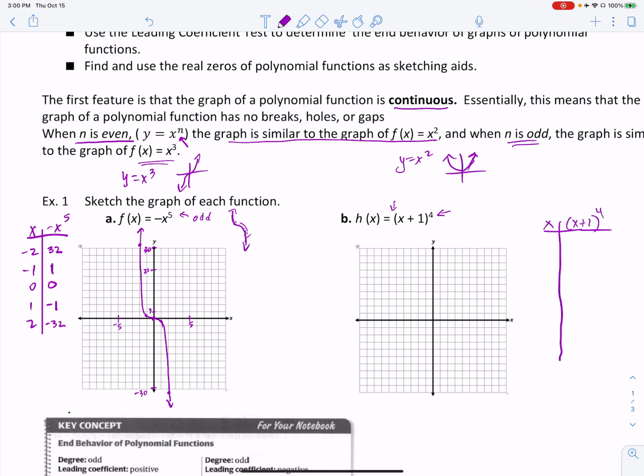If I know something about transformations of graphs, that x plus 1 to me says I'm going to be shifting to the left 1. So that might be kind of my center point, and then go -2, -3, and then at 0 and at 1. And I can go further in either direction as needed.